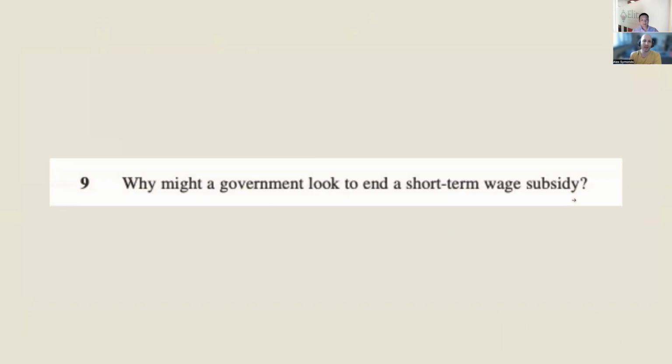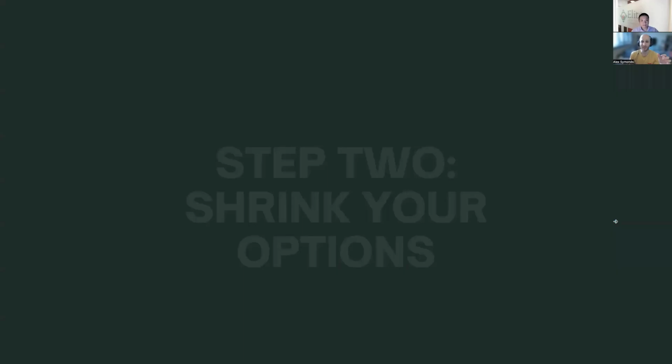If we go to another one from the same exam: why might a government look to end a short-term wage subsidy? Even before I've looked at the answer categories, I'm thinking that a subsidy is costing the government money. So if it's going to end the subsidy, maybe that's going to improve the budget outcome, reduce the deficit, increase the surplus, that kind of thing. Maybe it's trying to end the subsidy to improve its fiscal position. That can be a way to get our mind ready and then be able to answer the question quite effectively.